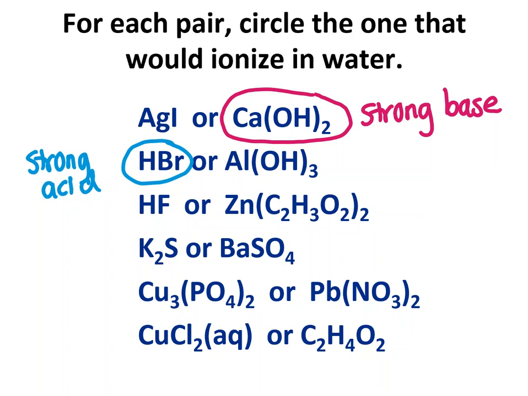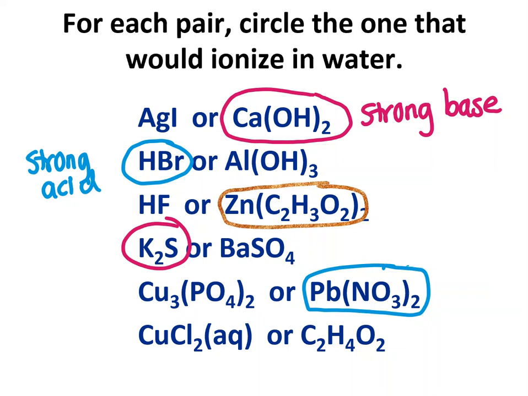On the next one, I recognize that this is acetate. Acetate is one of the 6 ions. All acetate compounds are water soluble. Next one, I see this potassium. Potassium also only forms water soluble compounds, so it must be that one. On this next one, I see the nitrate. Nitrate, again, is one of the 6 ions that only forms water soluble compounds.